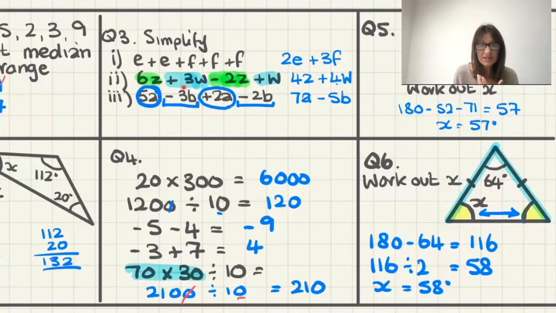I'm then at positive 3 on the number line. I'm told to add another 1. 3 plus 1 is 4. So I've got plus 4W.